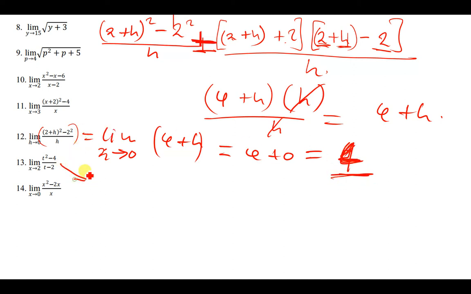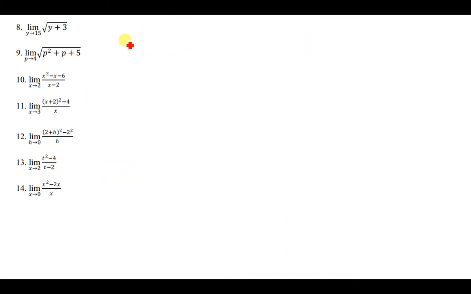This one we also do the same. We simplify this part first, because this is a difference of two squares. Okay, let me just do this so that I do it properly. So we have the limit as t approaches 2, because when we replace t with 2 there, the answer will be undefined. So let us simplify the expression.